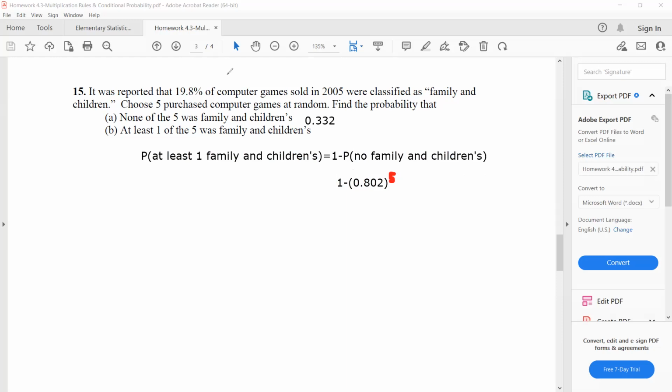Or you can substitute this in if you want. Some people do, and that's acceptable as well. You can substitute your answer from part A into that, and you're going to get 0.668, which is 66.8%.